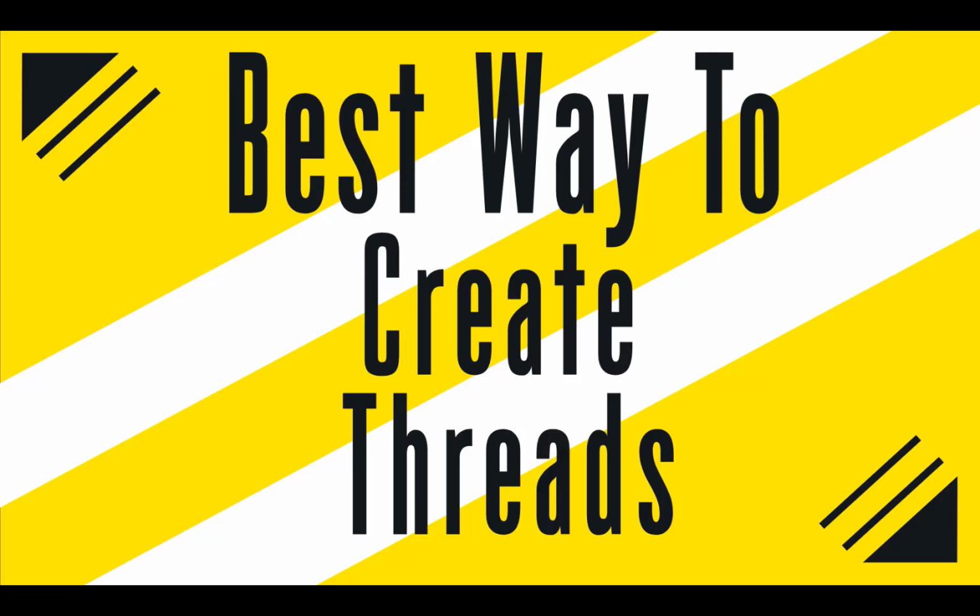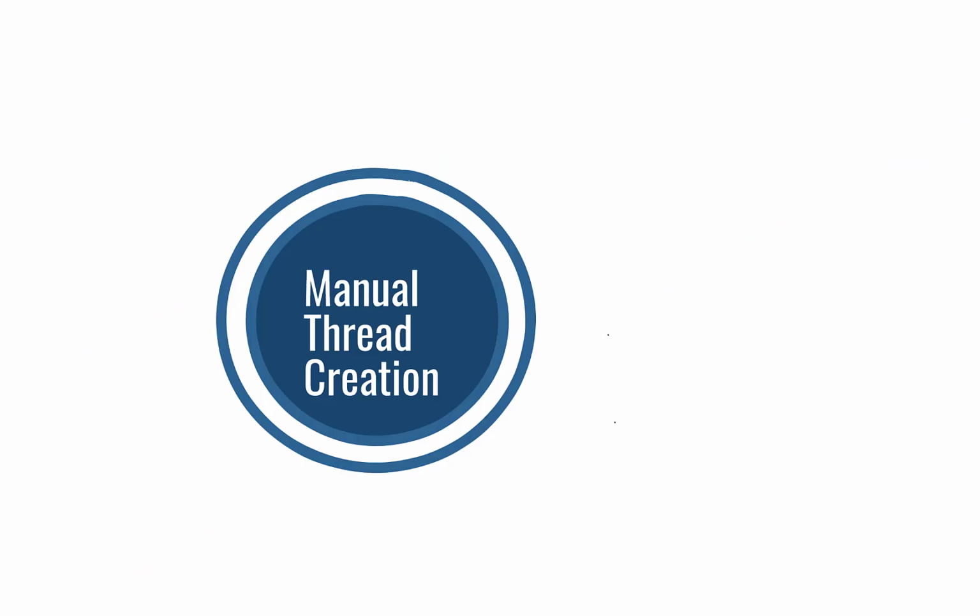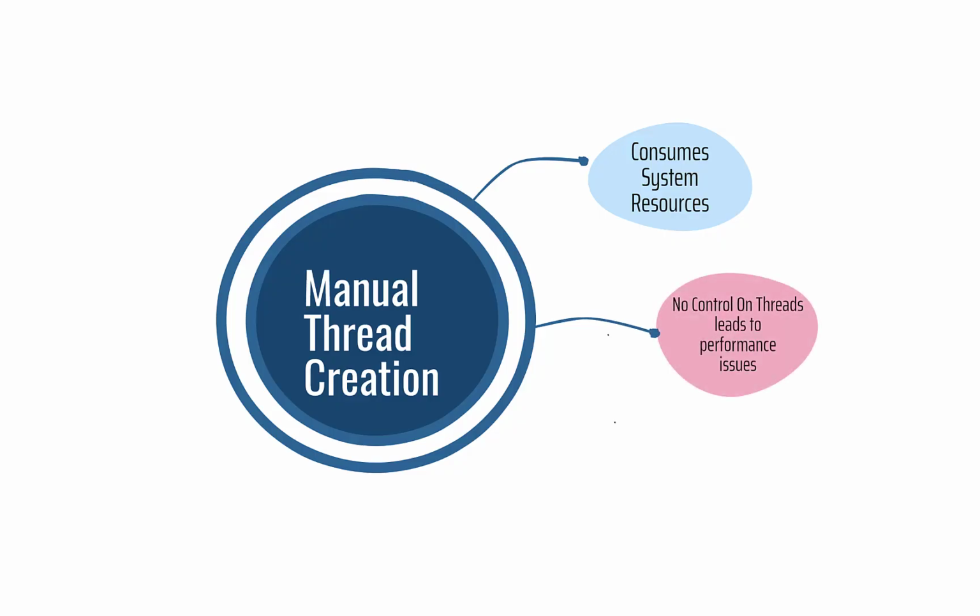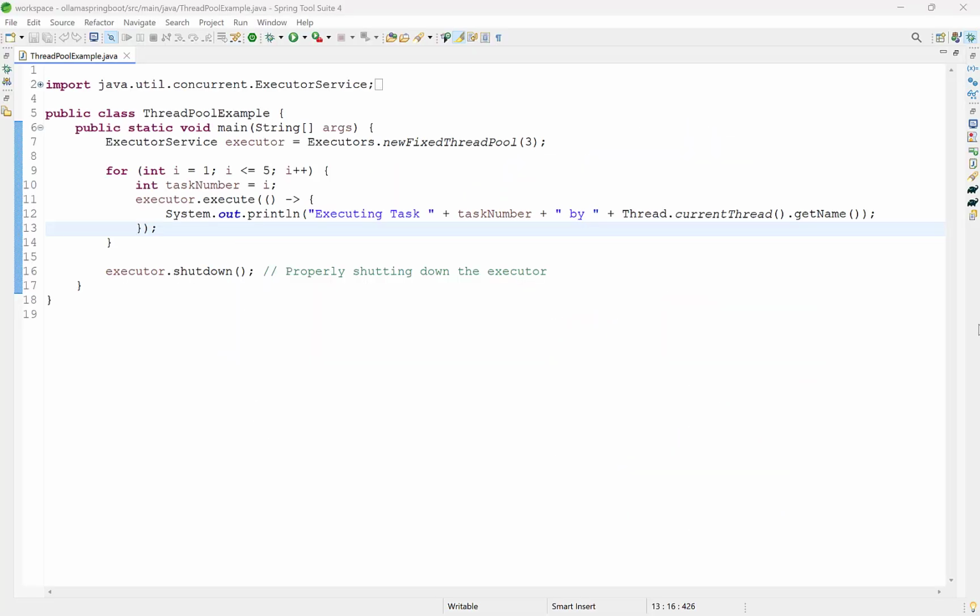Many developers initially think of extending Thread or implementing Runnable, but these approaches aren't the best for real-world applications. Because manually creating threads can consume too many system resources. There's no built-in control over the number of threads, which can lead to performance issues. Managing thread lifecycles manually is complex and error-prone. The best way to create and manage threads in Java is using ExecutorService with a thread pool.